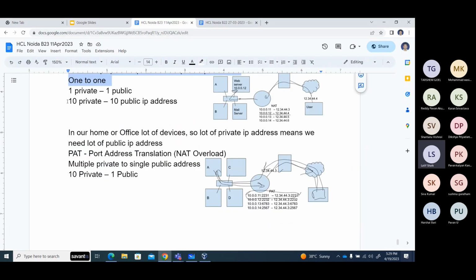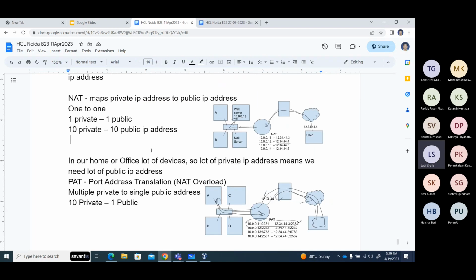This is a one private, one public network. If you have 10 private IP addresses, you need 10 public IPs. If you have 100 private IP addresses, 100 public IP addresses are required. For example, in my office, 50, 60 members are currently working, and at least 100 devices are there. It means I have to buy 100 public IP addresses. Think about it like an organization. It's okay, no problem.